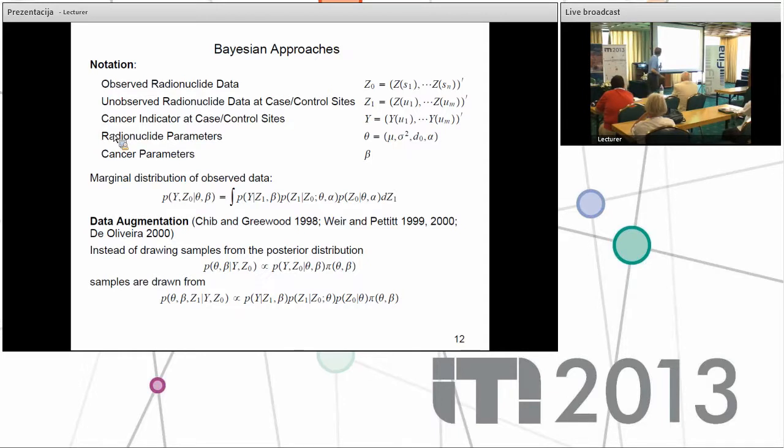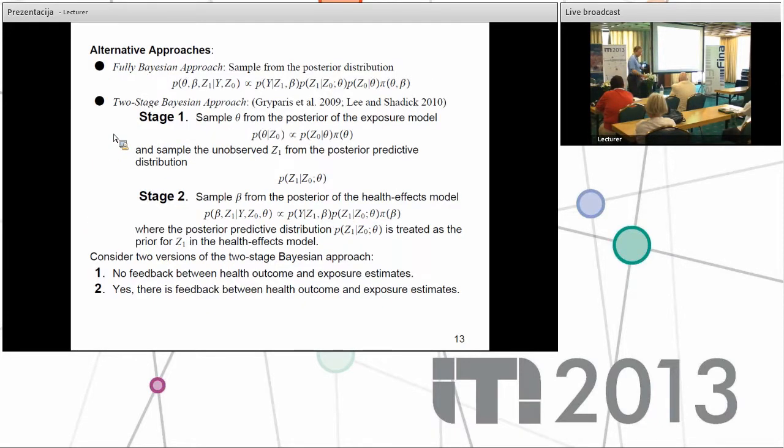I don't have time for this detail, so we'll skip this. We use a computational Markov chain Monte Carlo algorithm to do the statistical inference. This is some of the details. It includes the data augmentation algorithm, but I'm not going to get into that.